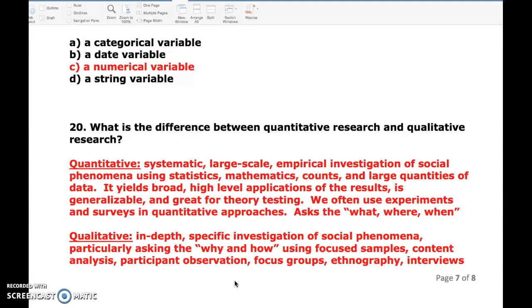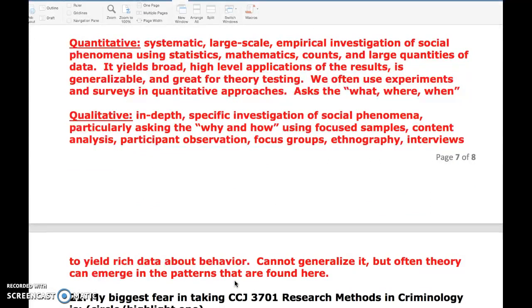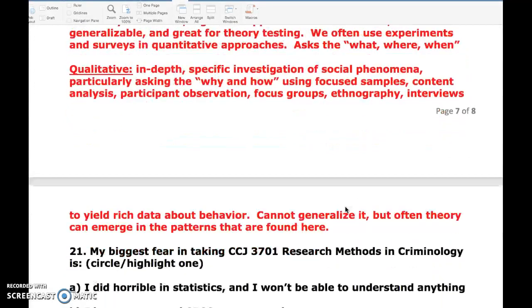Qualitative is in-depth, specific investigation of social phenomena, asking the why and how, using focus samples, content analysis, participant observation, focus groups, ethnography, interviews, to yield rich data about behavior. You can't generalize it, but often theory can emerge in the patterns that are found here. So again, if you have something in the ballpark, similar, maybe stuff you pulled from the lecture, you'll be okay. You're getting after it, and that's good.